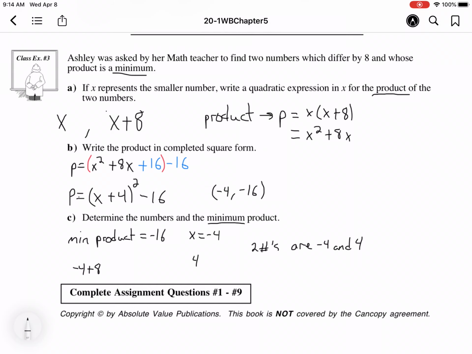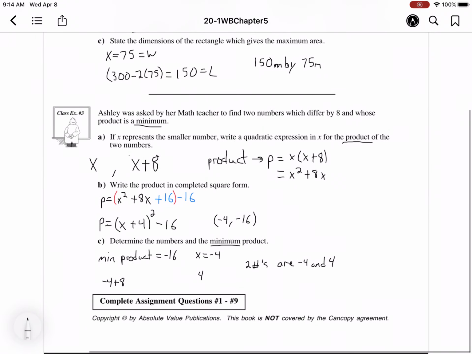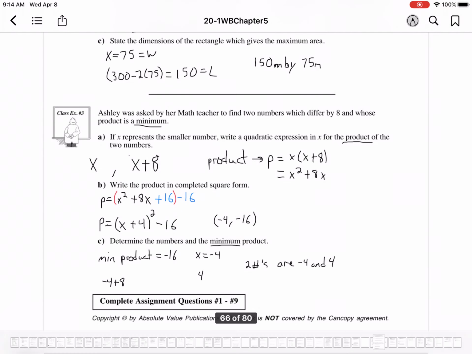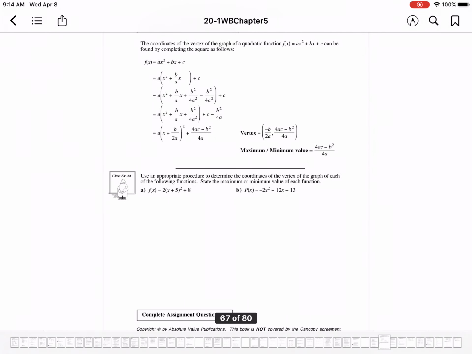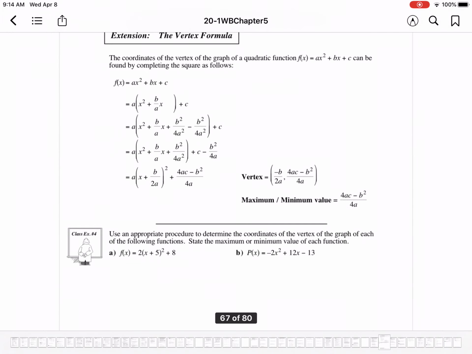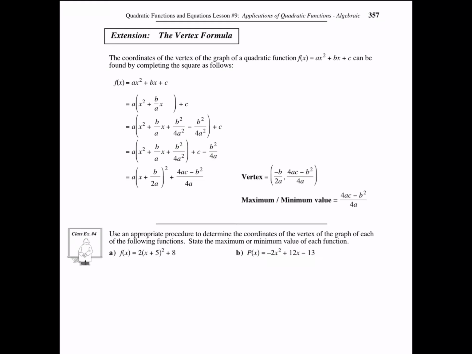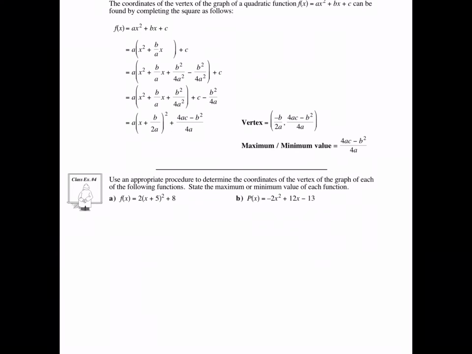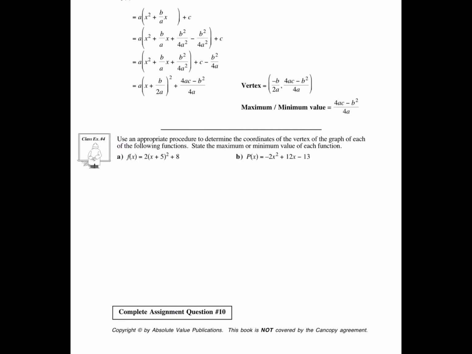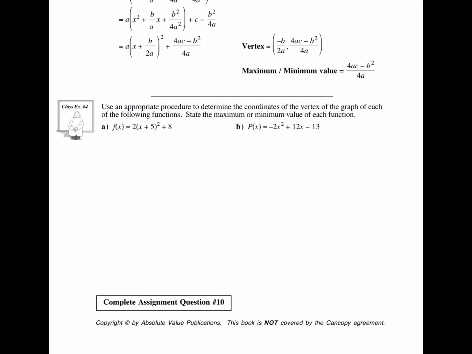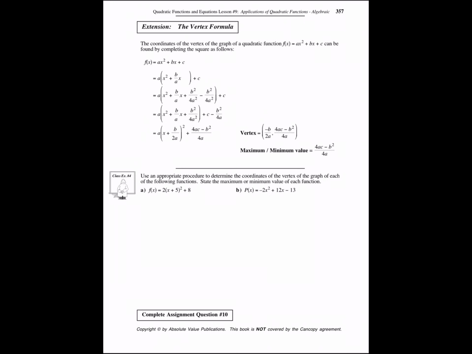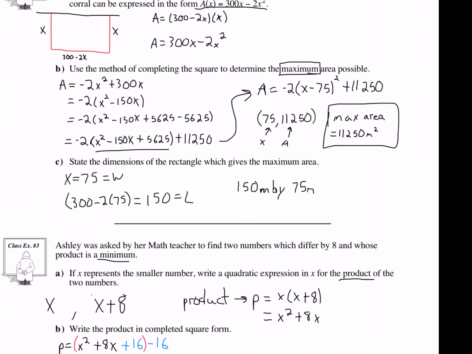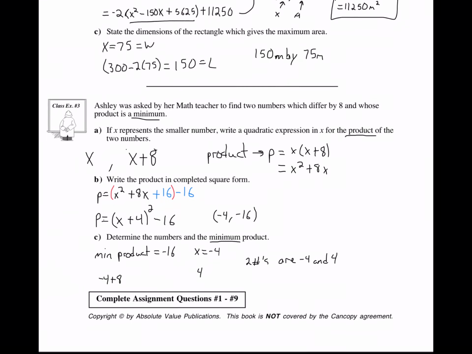So that is the end of this lesson. We are not doing the vertex formula. You can look through it if you like, but it's not the best way. It's easier just to complete the square and get it over with. All right, so you don't have to worry about completing the assignment. Don't complete question 10. You can complete the rest, 1 to 9. All right, and that is the end of quadratic functions.